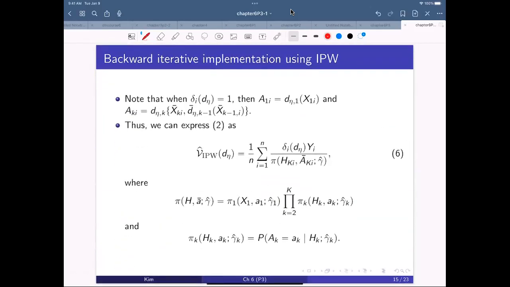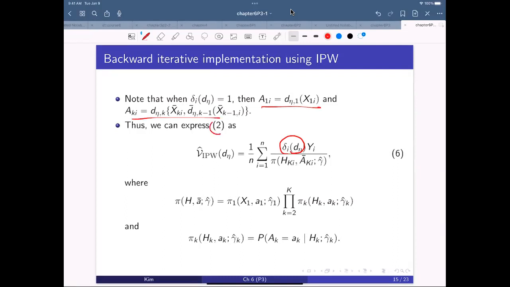Okay, let's see what's going on. So what I mean by backward recursive implementation. This is the same expression, but now the key idea is: if delta equal to 1, so we only care about the delta equal to 1 case, then A1 is equal to D1 and AK is equal to DK. So we have this consistency.